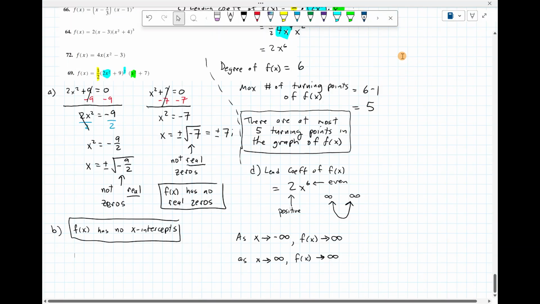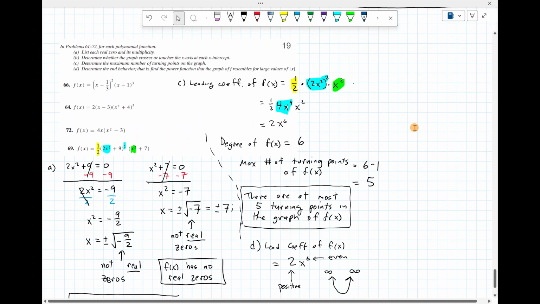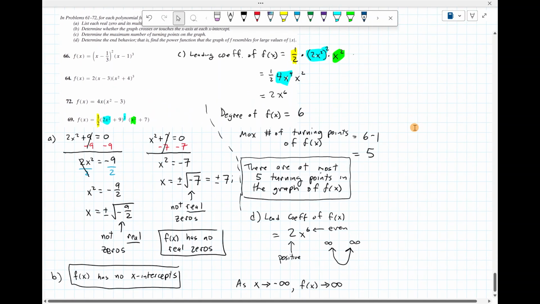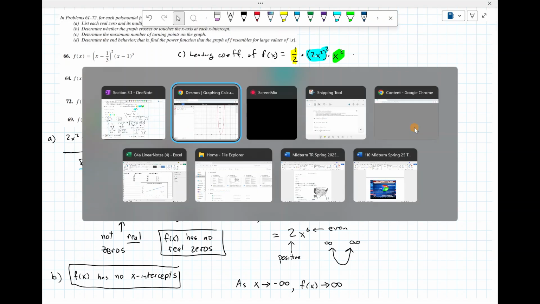So that is how you can tell when you have a polynomial in factored form. You can get a lot of information about the graph of that polynomial. All right, hope that was helpful, and we will see you in the next video.